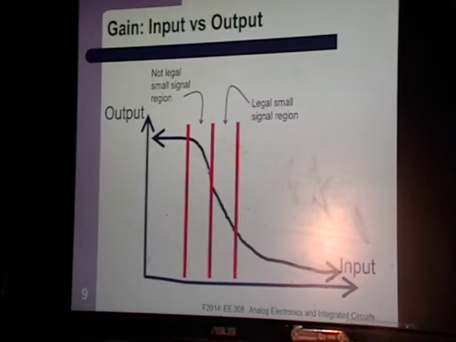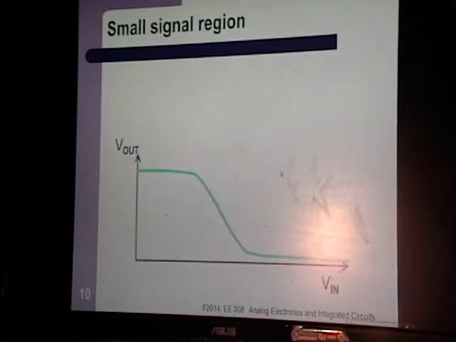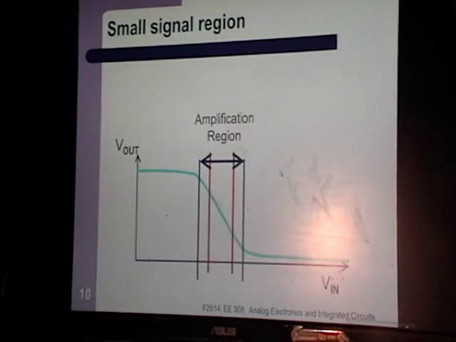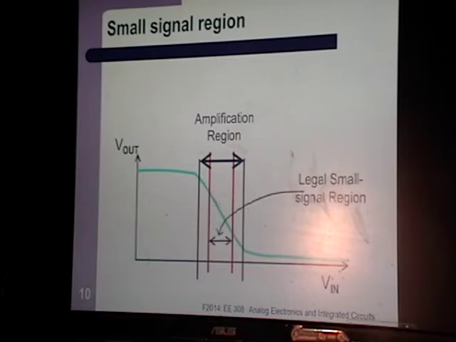This still has some gain here, but since there's this curve in the graph right here, we can't use that in our hand small signal calculations. So there's the amplification region, and inside that, generally, when there are some curves, those have to be removed, and the linear part is your legal small signal region.